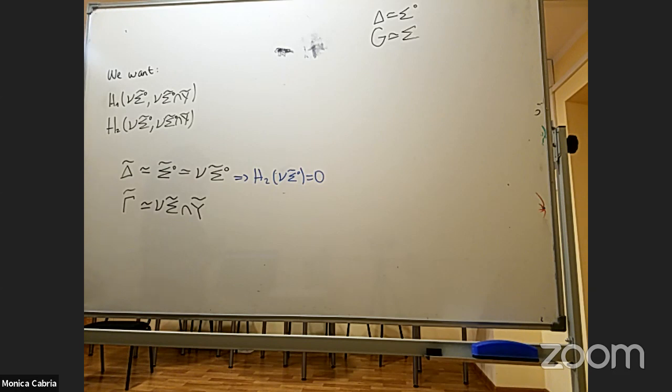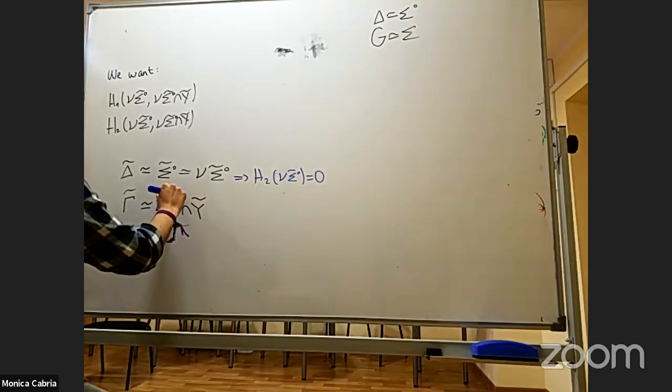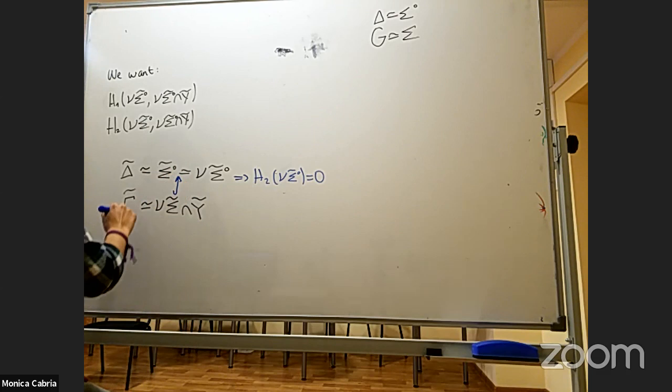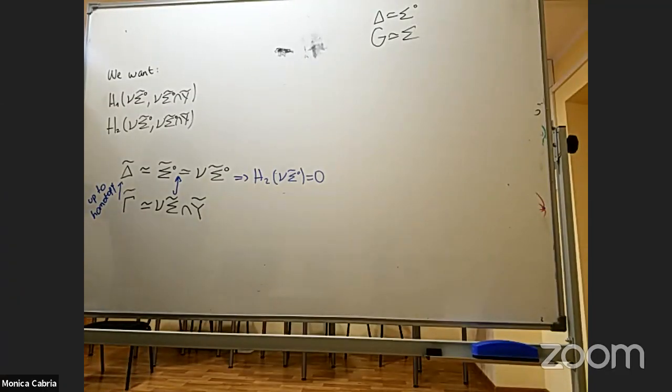And what else do we know? We have the inclusion from the intersection into this intersection into this one. Yes, and this inclusion up to homotopy is precisely the same as the map from gamma tilde to delta tilde. So maybe you can just write that down and go back to the pictures. So this inclusion will be just the same as this. Exactly, yes. Up to homotopy, okay.